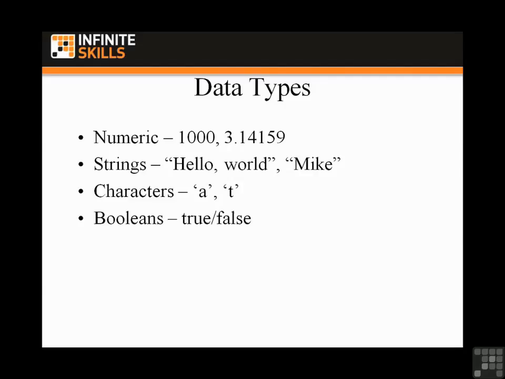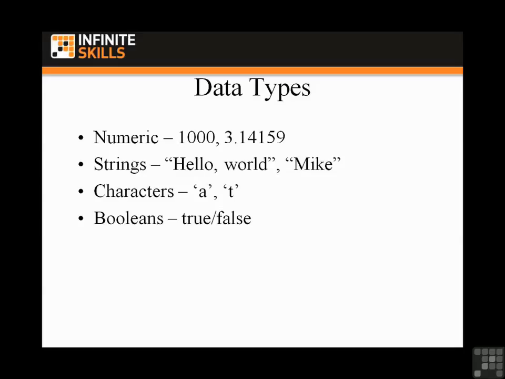Finally, we have the Boolean data type. Booleans are true-false values that are usually the result of some sort of condition, like testing to see if 3 is equal to 4, which is false, or if name is equal to "Mike", which may be true if the identifier name has been assigned the value "Mike".